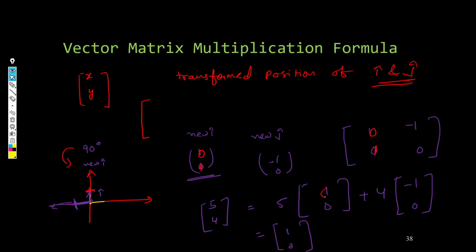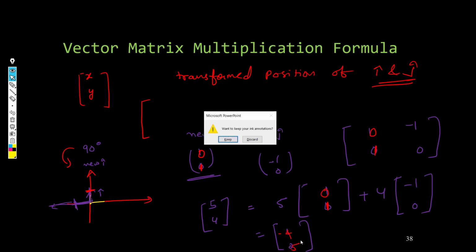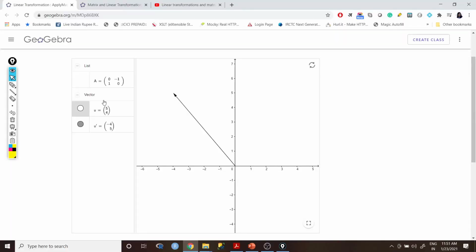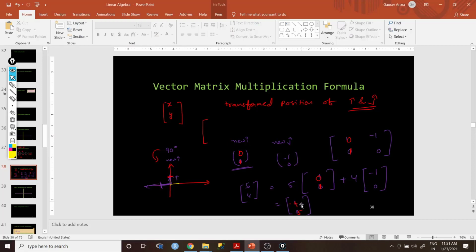And if I do the math again, this is -4 and 5. So if you want, you can verify it with the applet. You can see that 5, 4 lands at -4 and 5, which we were seeing in the presentation also, -4 and 5.